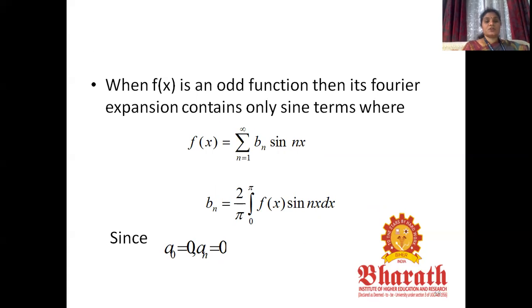When f of x is an odd function, then its Fourier expansion contains only sine terms, where f of x is equal to summation n equal to 1 to infinity bn sin nx. bn is equal to 2 by pi integral over 0 to pi f of x sin nx dx, since a0 and an are both equal to 0.